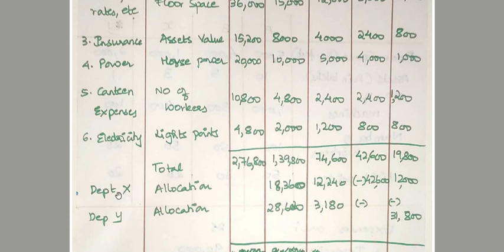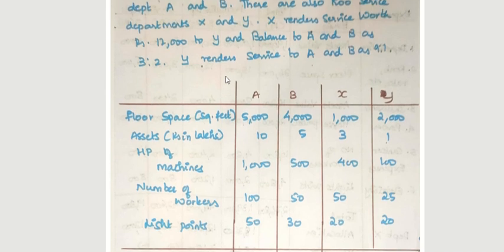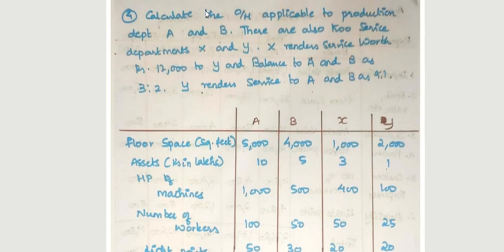Now what we are supposed to do is allocate the service department total expense to the production department. So if you see in the question, what have they given about that? They have told, calculate the overheads applicable to production department A and B. There are also two service departments X and Y. X renders service worth 12,000 to Y and the balance to A and B.